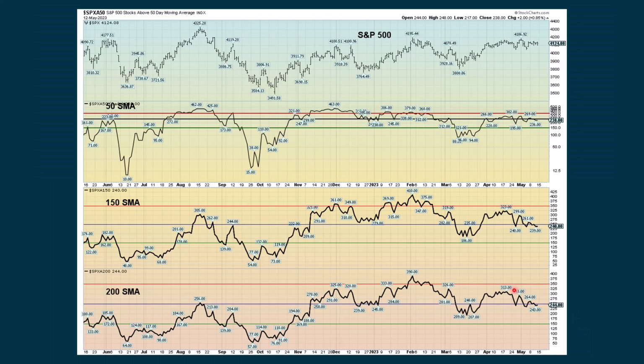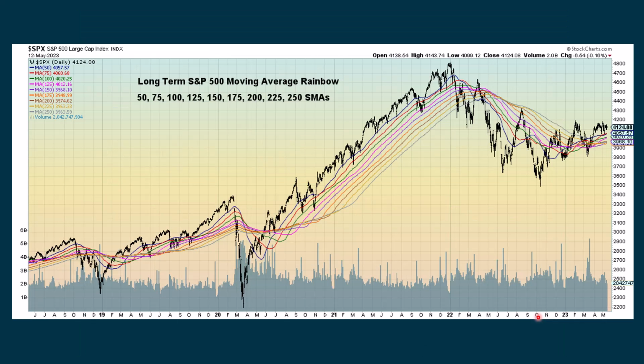Some longer term charts. Here's a longer term moving average study. I mainly look at the 150 and 200. The 50 period simple moving average is really just for reference. We're falling down below the midpoint, so that is slightly negative and not giving us an extreme reading. Then a long-term rainbow going from 50 periods up to 250 periods, we're still above all of the plotted moving averages.